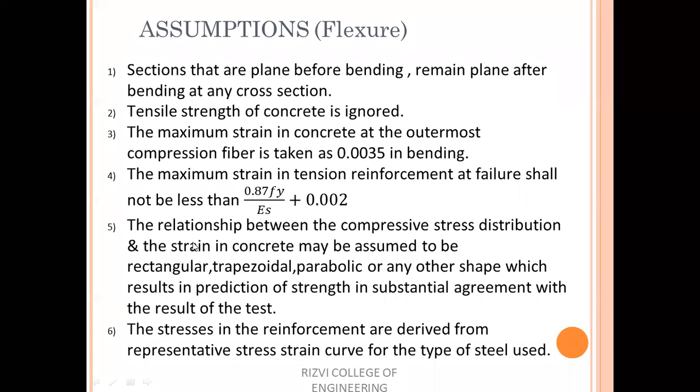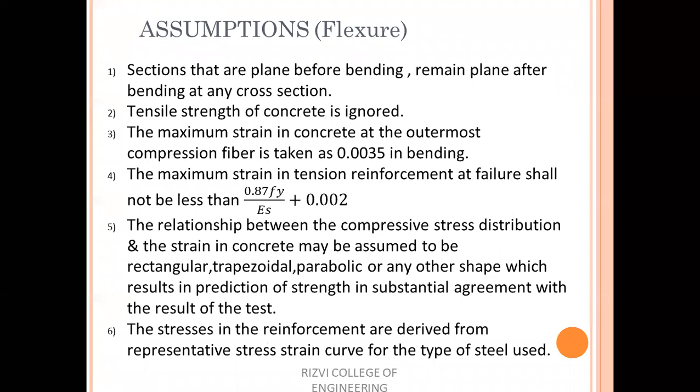The next assumption is: the relationship between the compressive stress distribution and the strain in concrete may be assumed to be rectangular, trapezoidal, parabolic, or any other shape which results in prediction of strength in substantial agreement with the result of the test. So what does this mean? This means that as long as your test results are confirmed, you can take any shape of the stress strain curve, either rectangular, trapezoidal, parabolic, unless and until it is in agreement with the result of the test.